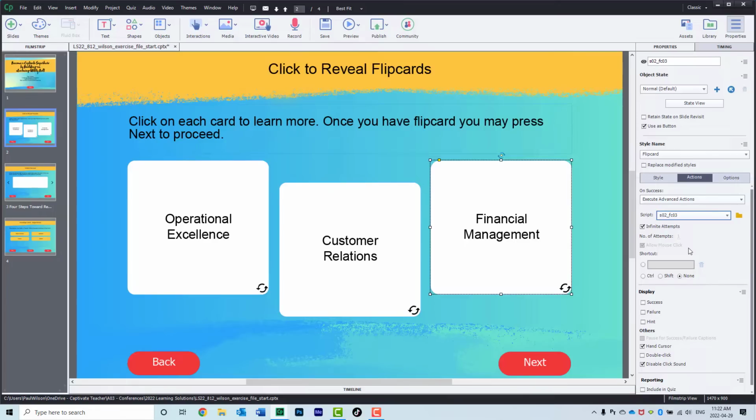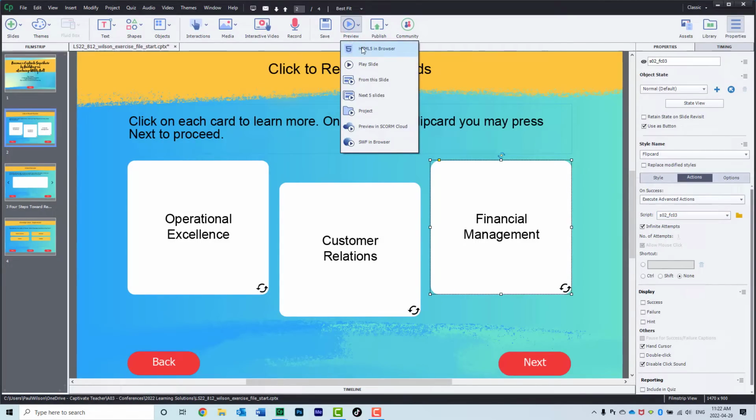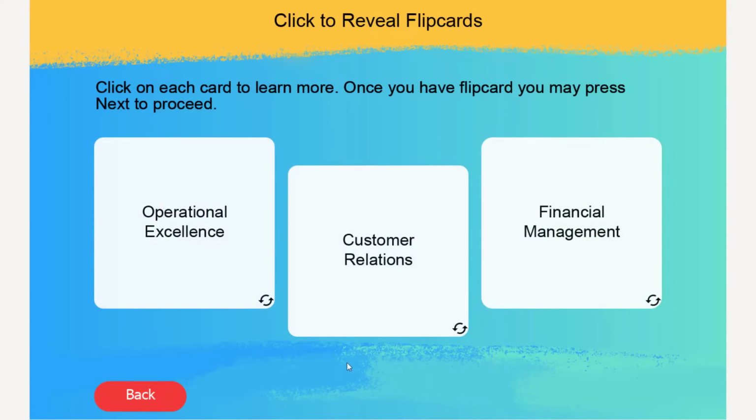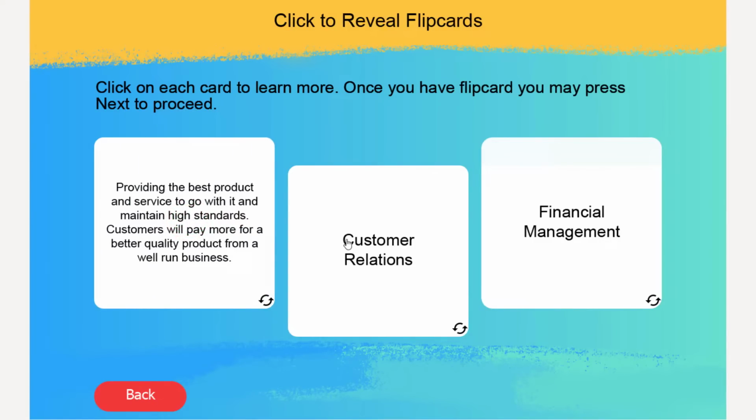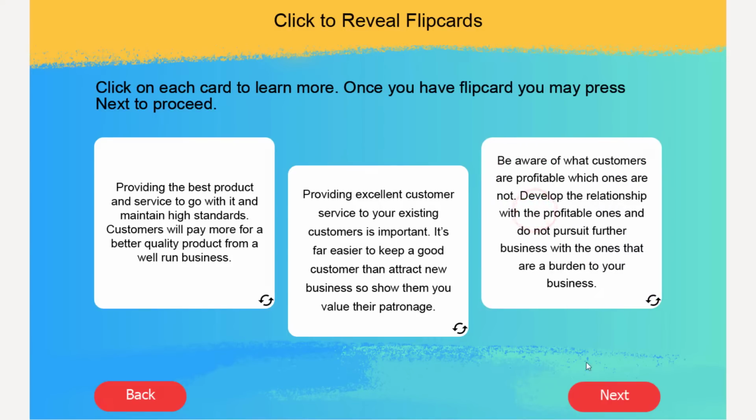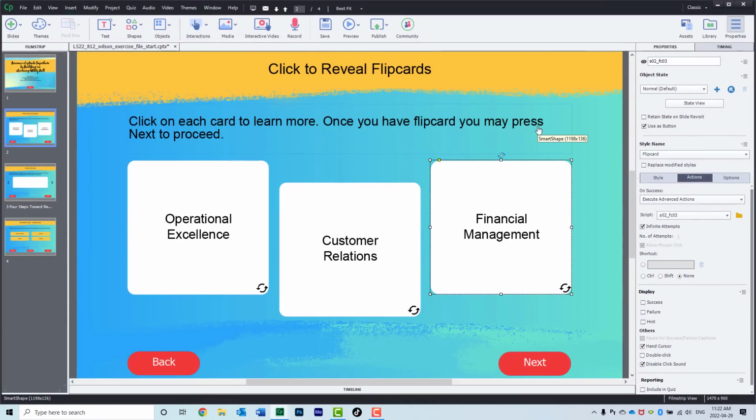Before we get on to the next interaction, let's test this out and make sure that it works as expected. So I'm going to click on Preview HTML5 in Browser, and here we go. So there's our title slide. Let's click Begin, and we can click on our flip card, click on the second one, and only once we click on the third one does our next button appear. So great solution when you want to make sure that the learner is exposed to all the information before moving forward. Let's exit this browser, go back to our project here.